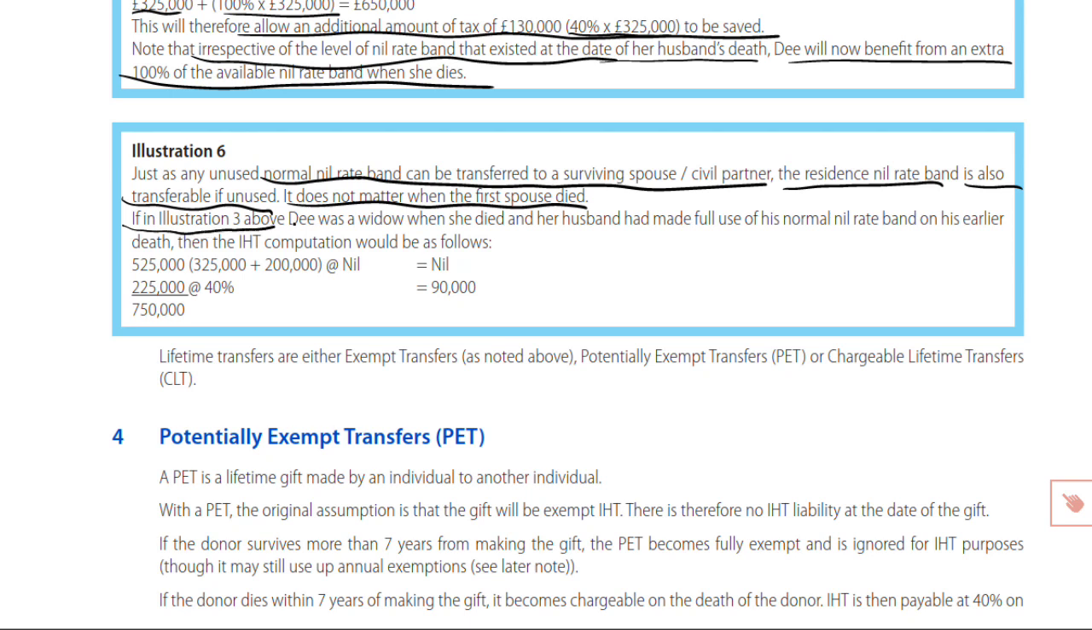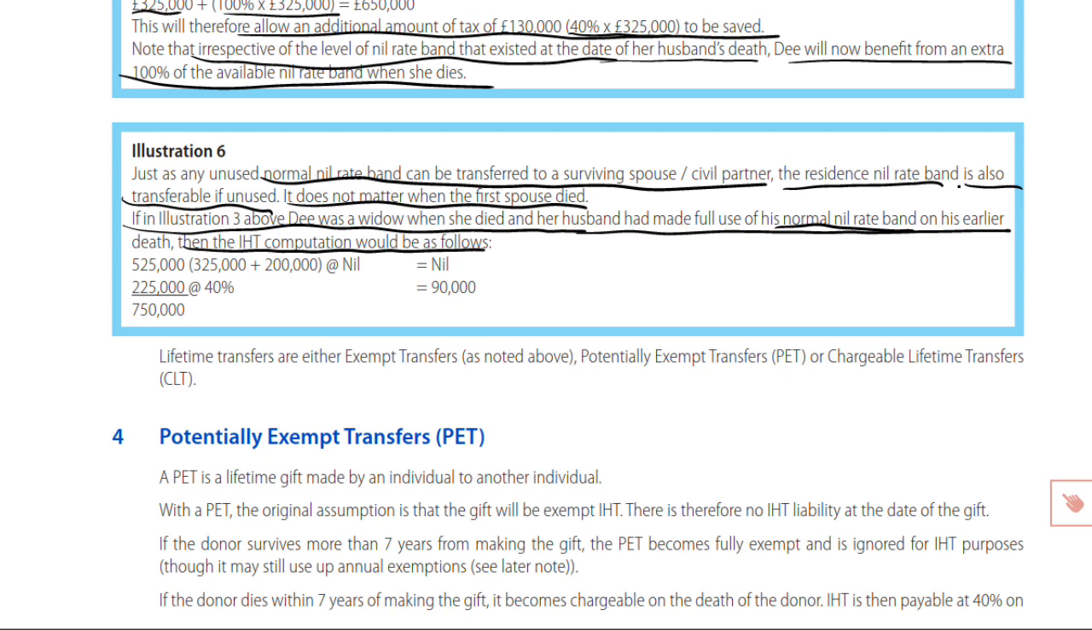So, if in illustration 3 above, D was a widow when she died, so again, go back and have a little look at illustration 3. If D was a widow when she died, and her husband had made full use of his nil rate band on his earlier death, then now the IHT computation would be as follows. So we've said that D's a widow, and her husband, when he died before the 17/18 tax year, had made full use of the only nil rate band that existed then, the normal nil rate band. So none of that is unused, none of it is transferable. But he couldn't have used any residence nil rate band because it didn't exist before 17/18.